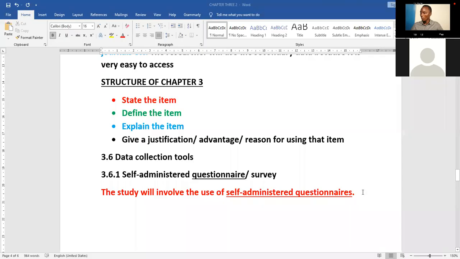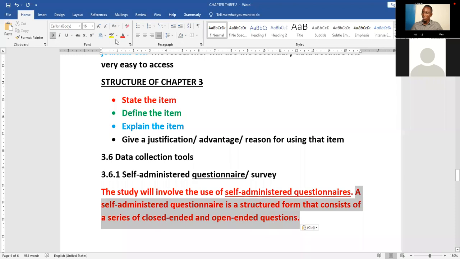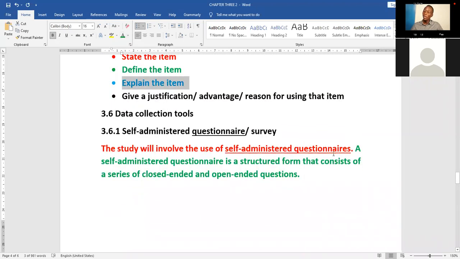So I've copied it. I'm going to paste it here. So this is the definition. Let me put it in color green. Okay, what is next? The next thing is explaining. So you're supposed to explain this item.